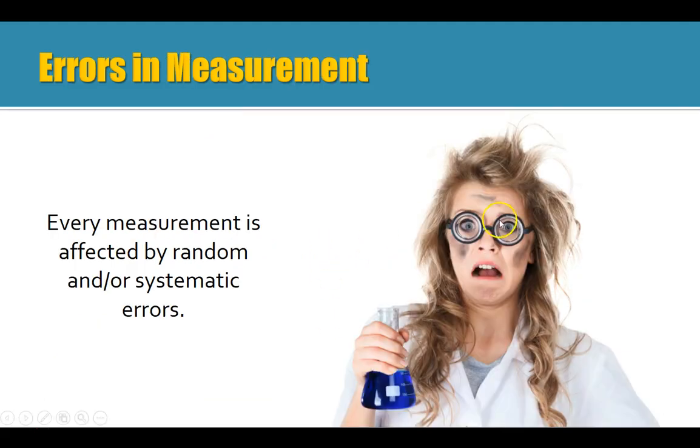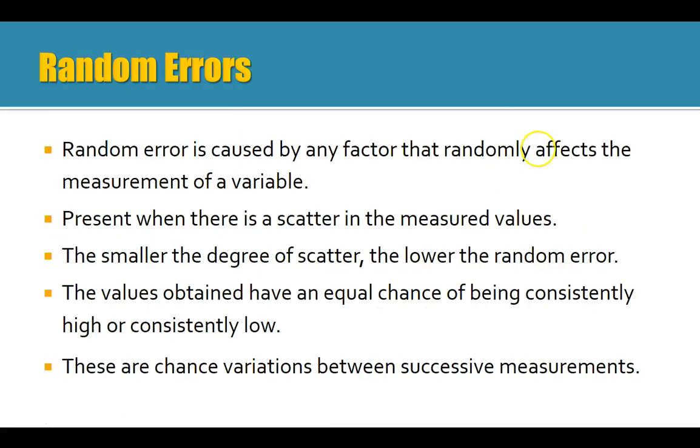Now, in all practical investigations, you are going to have errors. It's unavoidable, and it's important that you are able to identify the errors. And the main two types of errors that we see in an investigation are random errors and systematic errors. So random errors are caused by a factor that randomly affects the measurement of a variable. And the key word here is random, because not all measurements will be affected by this error, and that's what makes it a random error.